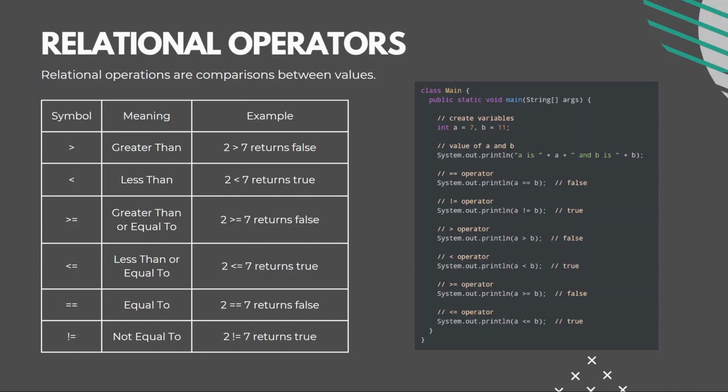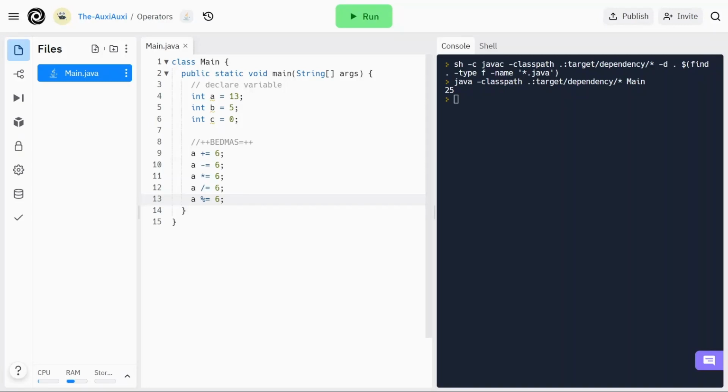Our next category is the relational operator. And these operators are a bit different than the other two categories, because when you use them, the output is actually either a true or a false instead of a number. So to demonstrate this, let's go back to Replit. And we'll clear out what we had before.